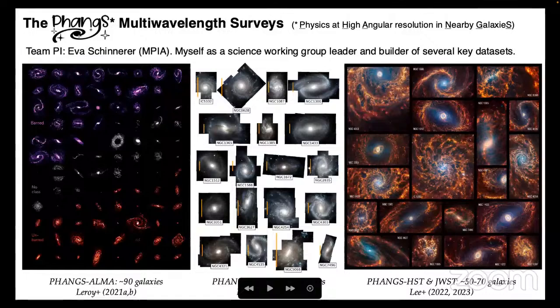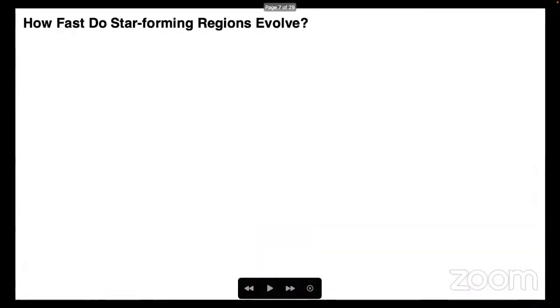So I will briefly talk about two key questions that we are trying to address over the years among the many PHANGS works. The first question is, how fast do star formation regions evolve? This is related to the time scale that just appeared in the previous talk. So how do we pin this down?